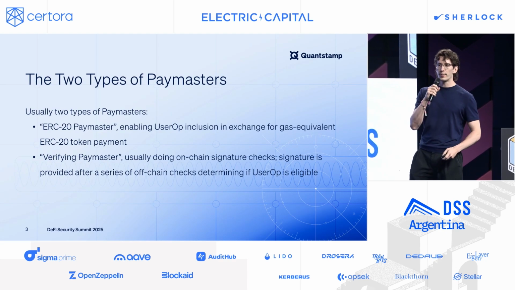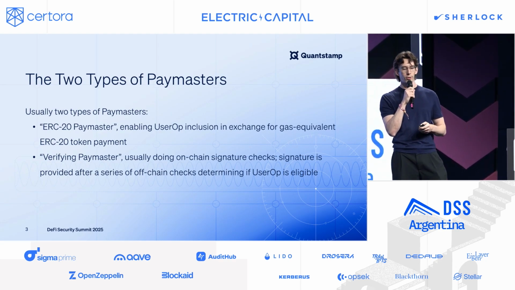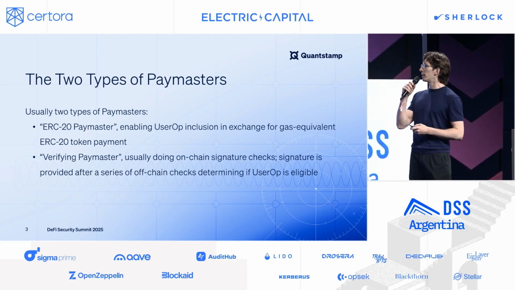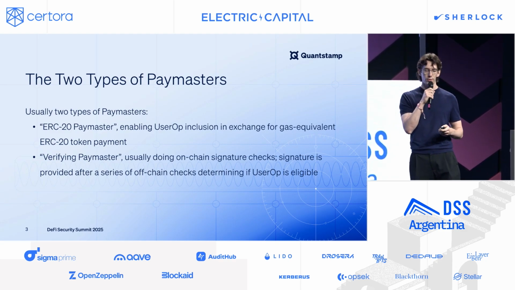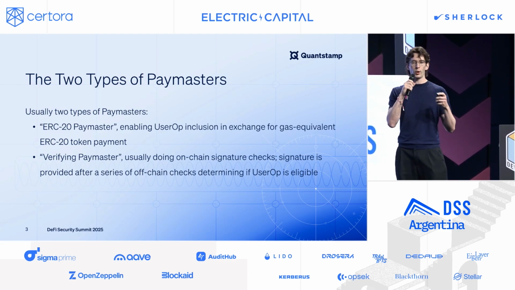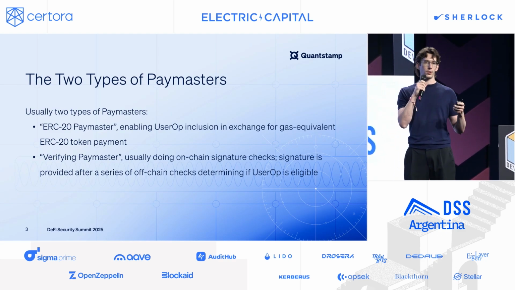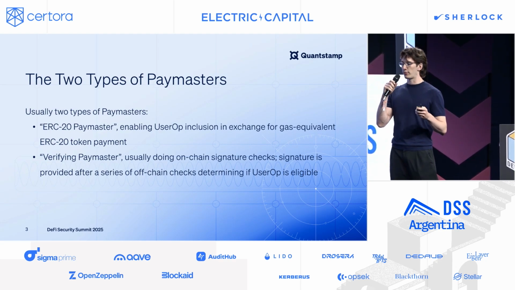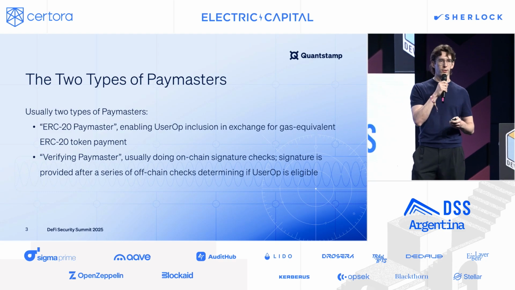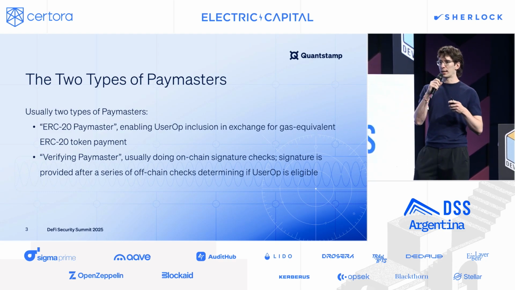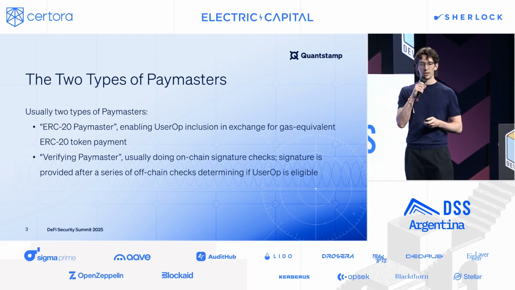There's generally two types of paymasters. So there's ERC-20 token paymasters, which enable user op inclusion in exchange for equivalent ERC-20 token gas payment. And there's verifying paymasters, which are usually used in sponsoring settings, where there's just a signature check being performed on-chain after a series of off-chain checks to determine if a user op is eligible to be sponsored. Think of, for example, a launch campaign where someone wants to sponsor all the gas costs with some DeFi protocol.